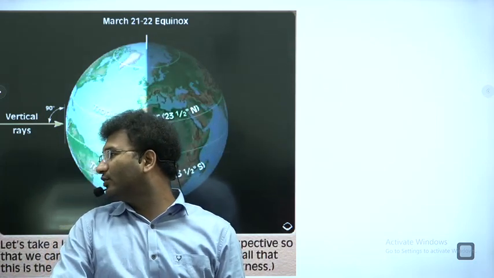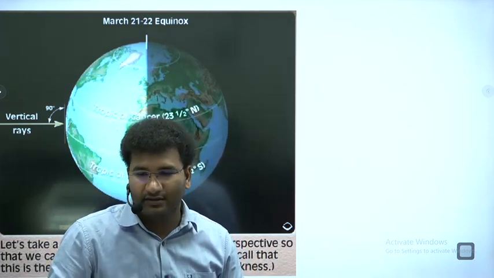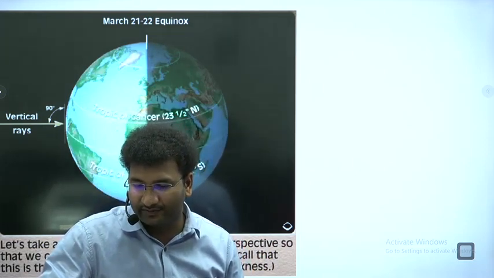Interior of the earth we'll do a little later. Okay? After completing the climatology, I'll go for interior of the earth. Day and night occur due to the rotation of the earth.